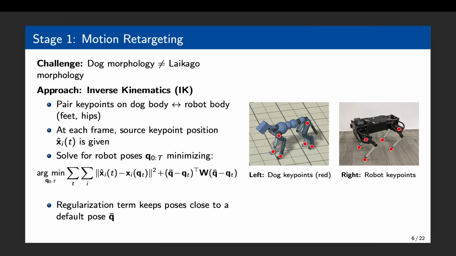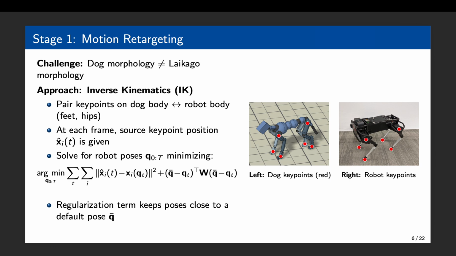The first stage is motion retargeting, and the challenge here is a morphology mismatch. A dog's body proportions are quite different from those of the Laikago robot, the robot used in the paper. Their solution is inverse kinematics. They define a set of key points on both the dog and the robot, specifically the positions of the forefeet and the hips. As you can see in the figure here, each key point on the dog has a corresponding key point in the robot.